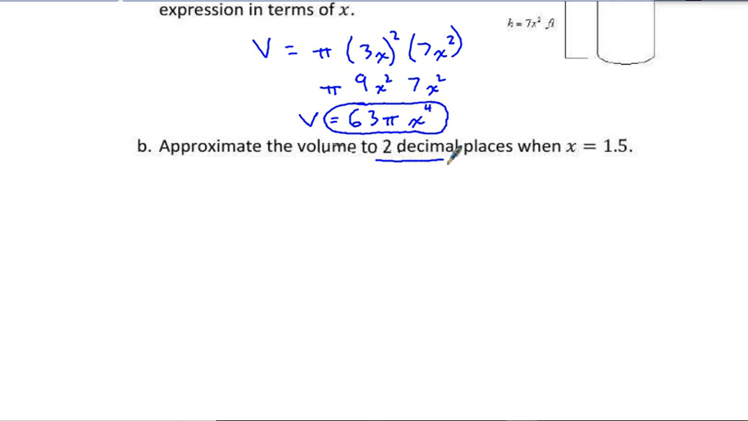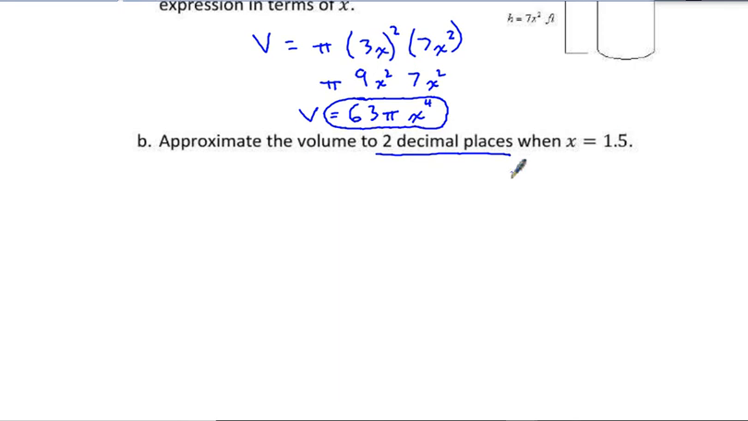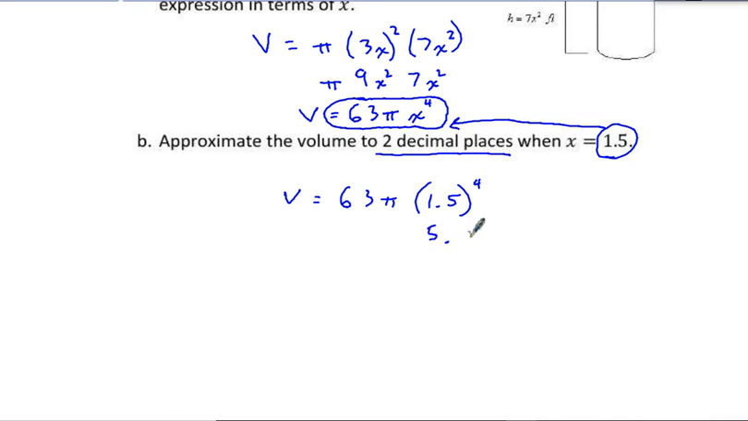Approximate the volume to 2 decimal places, they want. So we will make sure that we round at the end to 2 decimal places. When x is 1.5, we're going to take 1 5/10 and substitute into our formula for x. 63 pi times 1 5/10 to the 4th power. When we raise that to the fourth power, we get 5.0625. That's being multiplied by 63 pi.